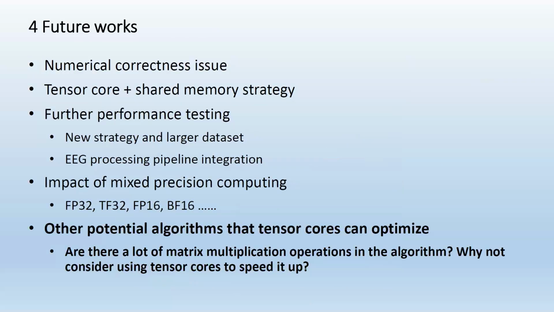And for our future work, definitely numerical correctness is our first priority to solve. And then we have some new strategies, like using the tensor core plus shared memory, because in the traditional CUDA core matrix multiplication, shared memory plays a very important role. We want to introduce this strategy as well. And then we want to do some further performance testing, like integrating the ICA algorithm into the EEG signal processing pipeline and seeing how much speedup we can achieve and benefit from the tensor core-based ICA. Tensor core is actually a mixed precision computing device, so currently the impact of mixed precision computing deserves further study. I'm not 100% sure whether it will affect the result or not.